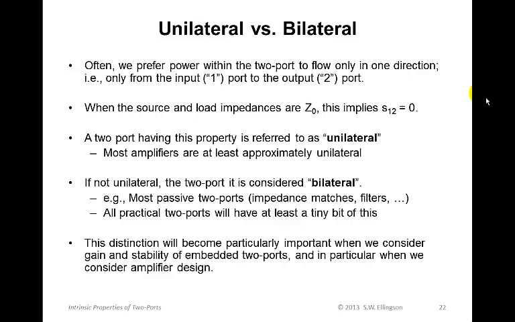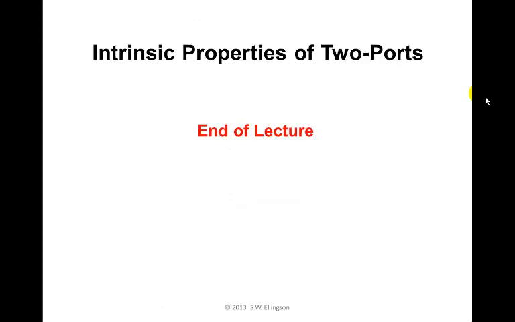This distinction between unilateral and bilateral two-ports will become particularly important when we consider the gain and stability of embedded two-ports, and particularly when we consider amplifier design. So when we get to amplifiers, these terms unilateral and bilateral will become very important. The takeaway point here is that a unilateral amplifier is one for which the reverse power gain is 0. That's S12 equals 0. This concludes this lecture on the intrinsic properties of two-ports.